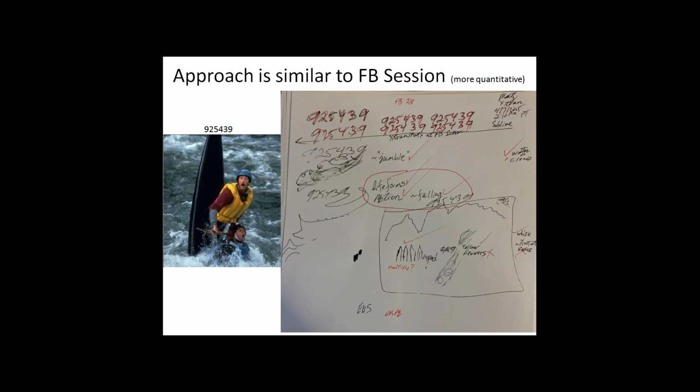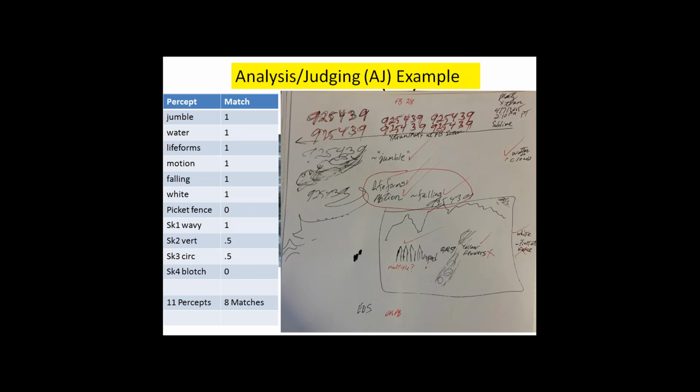So here's the same example which you've seen before, but this example now works for judging as well, because what we're going to do is basically mark all of the perceptions and then give it either a 0, a 1, or a half.